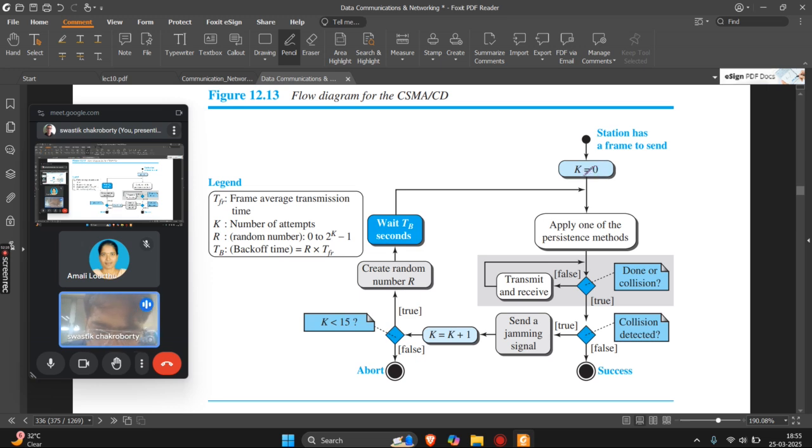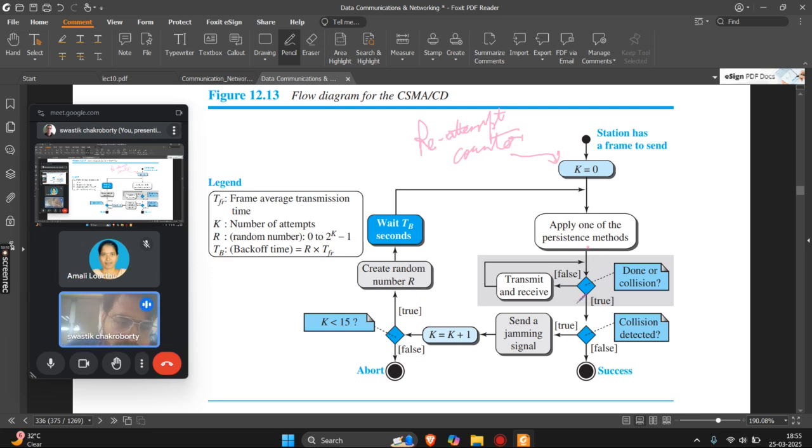You initialize a particular counter K. So this is a reattempt counter. K equal to 0 is a reattempt counter, and then you apply one of the persistence methods and you send the packet. If it is done and there is no collision, then you have success.